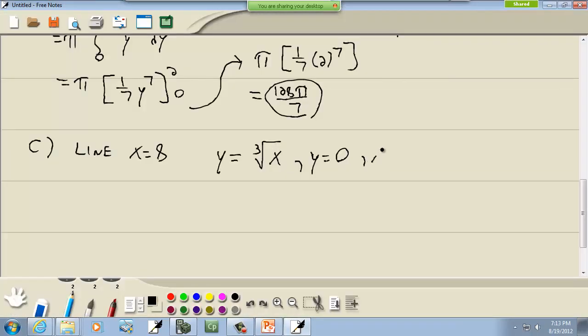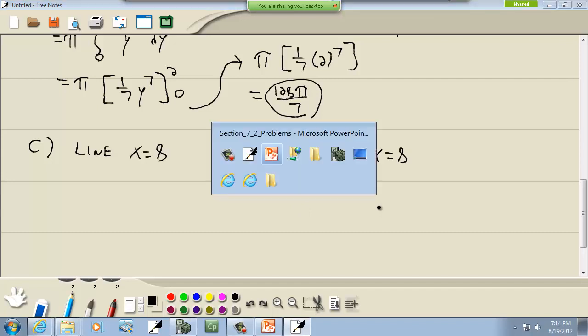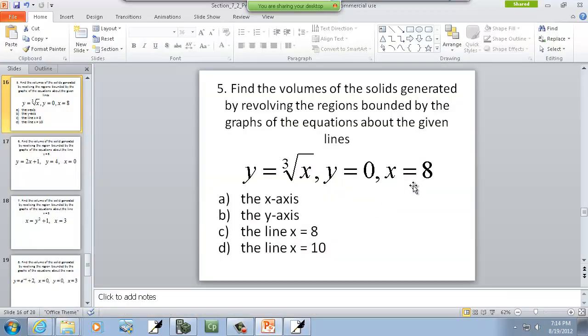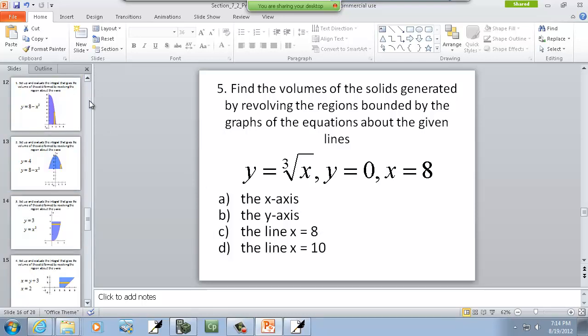X equals 8. Now, revolving around a line x is equal to 8. We've been revolving around the line x is equal to 0. X is equal to 0 is the y-axis. So keep that in mind.